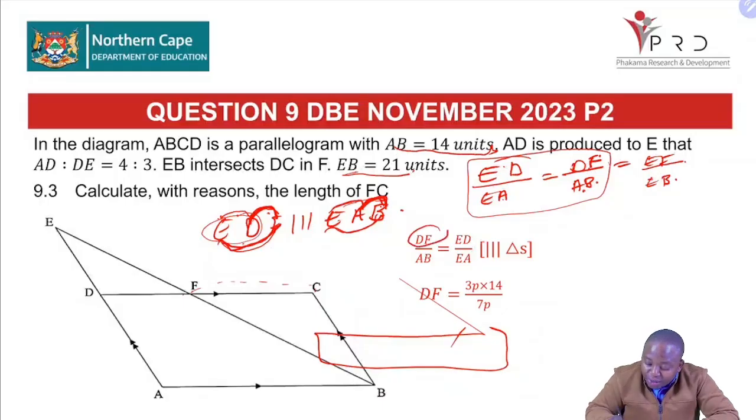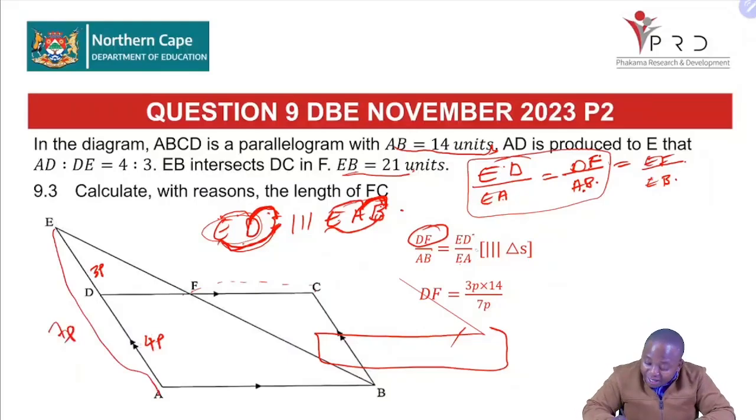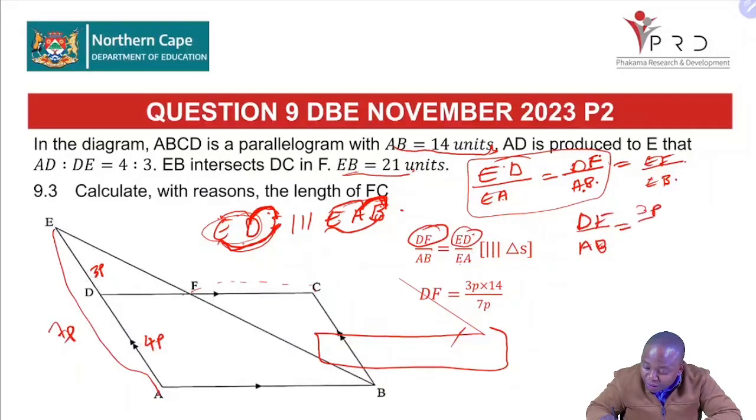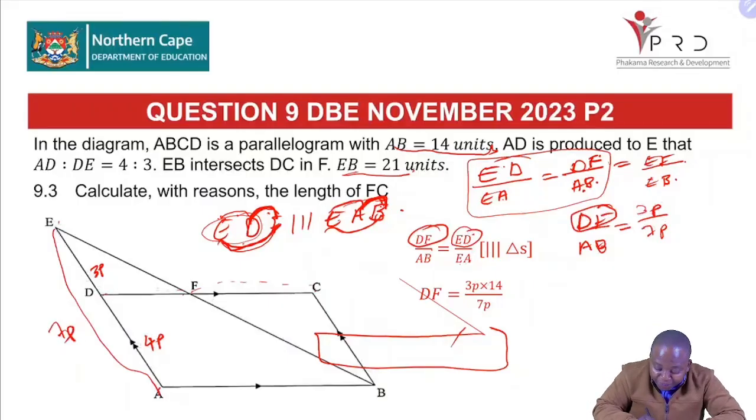We know that ED over EA. You must remember this was 4P, this was 3P, the whole of this was 7P. Now, ED is going to be 3P, so DF over AB is equal to ED, which was 3P, all over EA, which was 7P. And remember, we are looking for the DF first, because if we can find our DF, we'll be able to find FC.